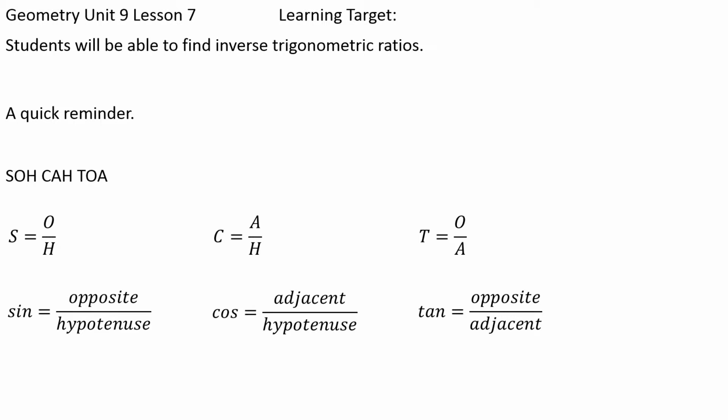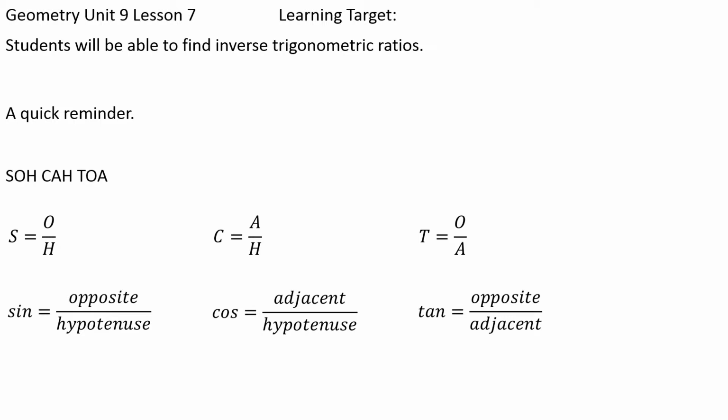Now again, SOHCAHTOA helps me remember the ratios. And so the sine of an angle is equal to the opposite leg divided by the hypotenuse. Cosine of an angle is the adjacent leg divided by the hypotenuse. Tangent of an angle is equal to the opposite leg divided by the adjacent leg. So if I know the sides of the triangle, I can figure out the sine, cosine, or tangent.